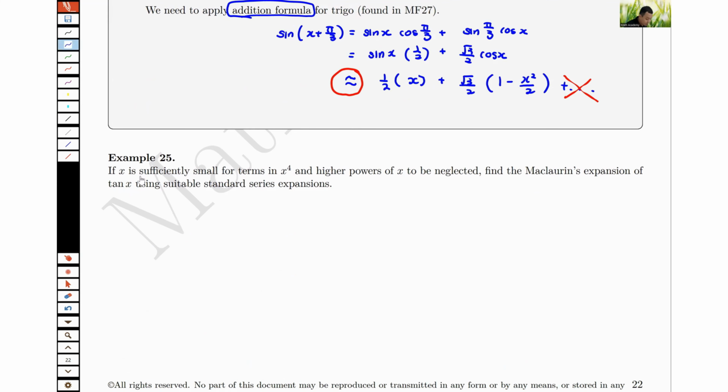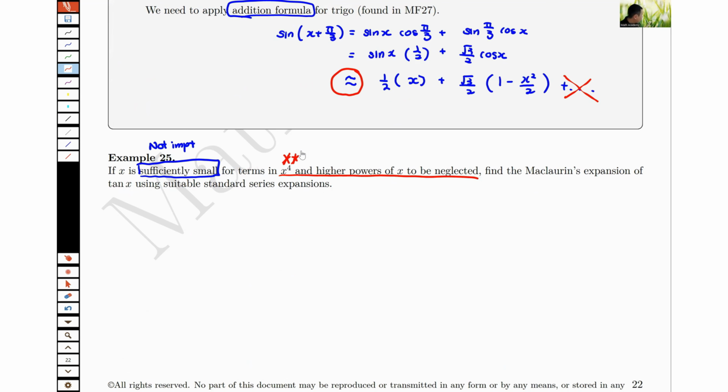So for such questions, they will mention "sufficiently small." But this phrase, I should emphasize, when you see this phrase, this is completely useless to you. It's not important. What is important is what comes next. You want to know what terms to neglect. They are saying it's small for x power 4 and above to be neglected. So you note the power given.